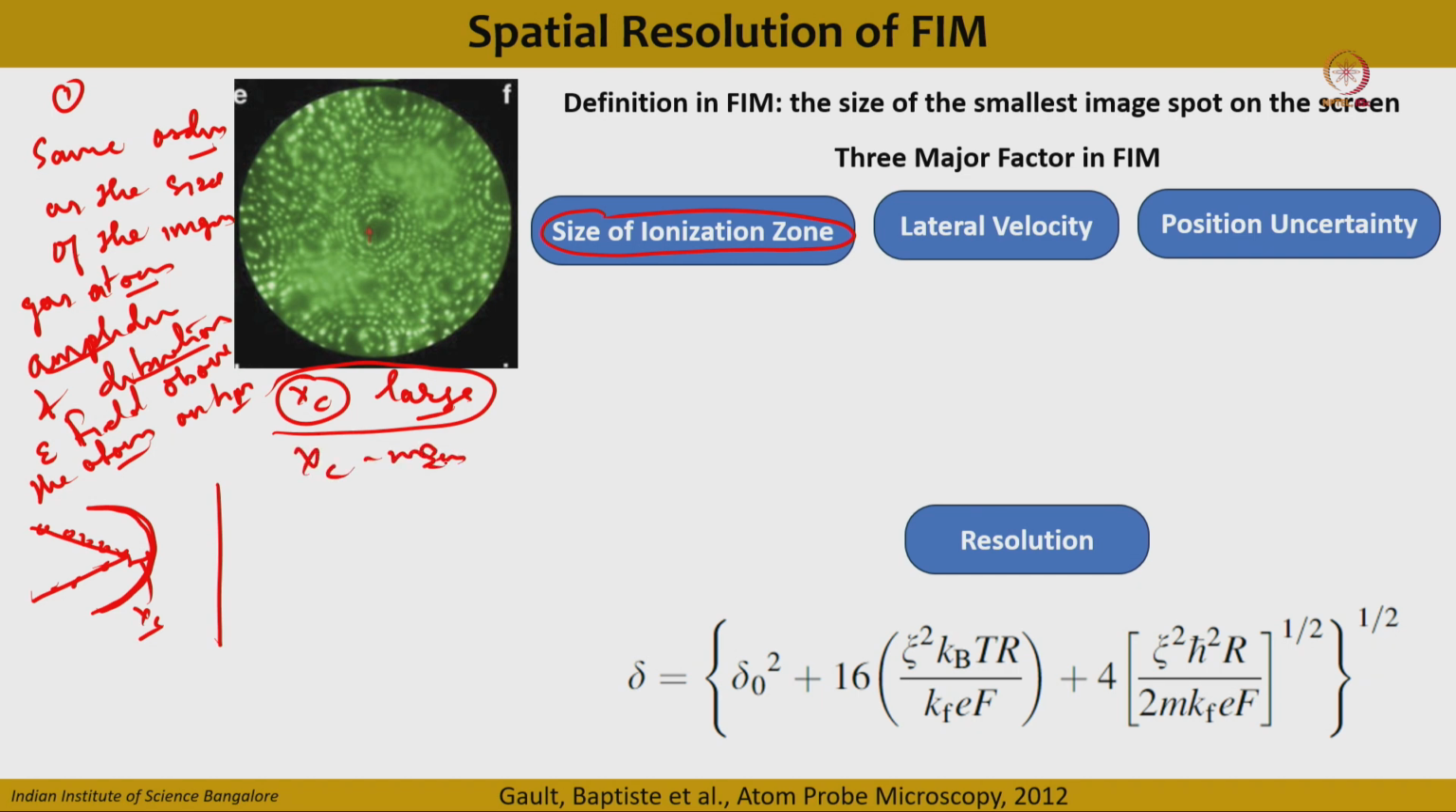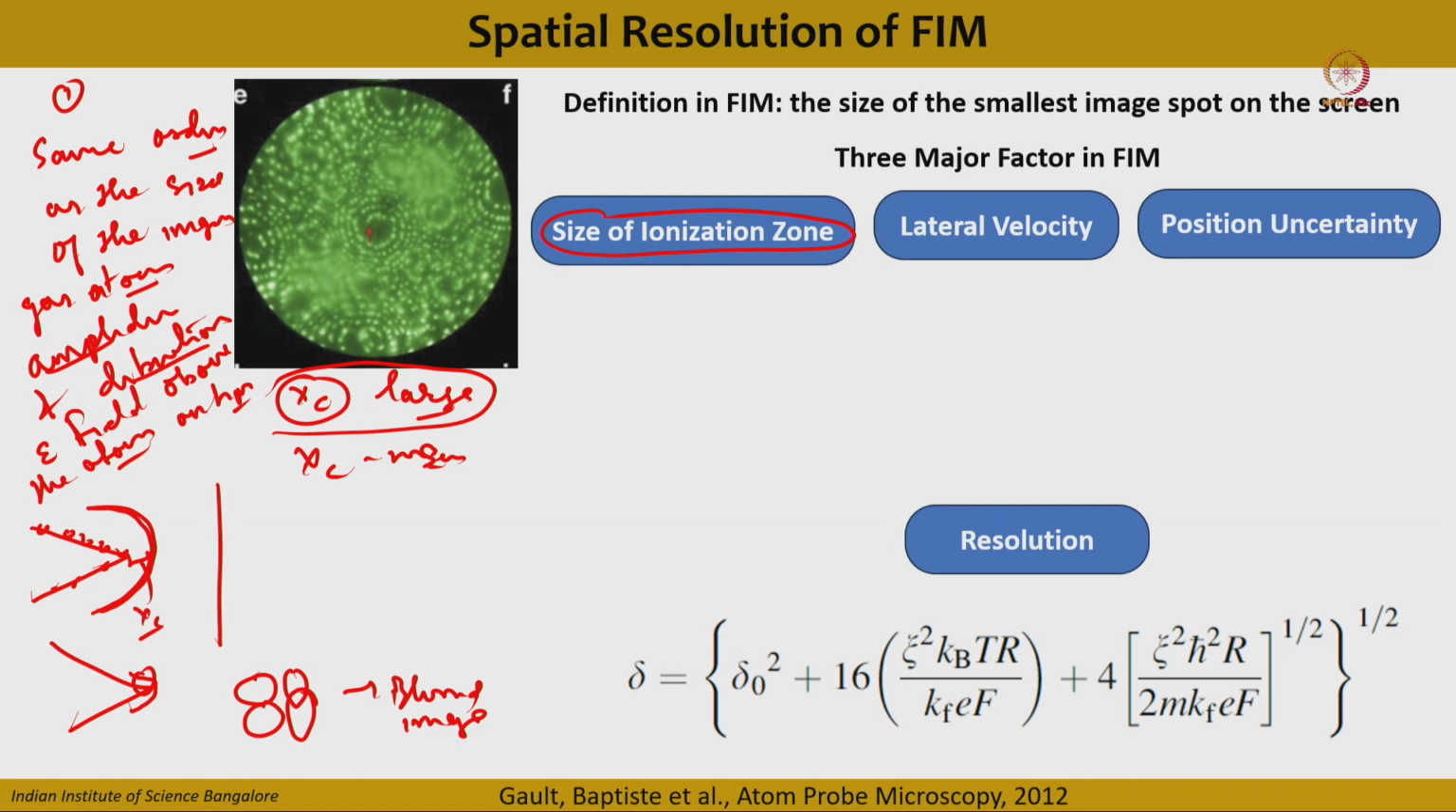If xc is very small, meaning the electric field is very high, then the gas atoms are very close to the atom probe needle. If you magnify this part and there are two atoms, the ionization zones created by the gas atoms will overlap between the two atoms, and then you will get a blurred image.